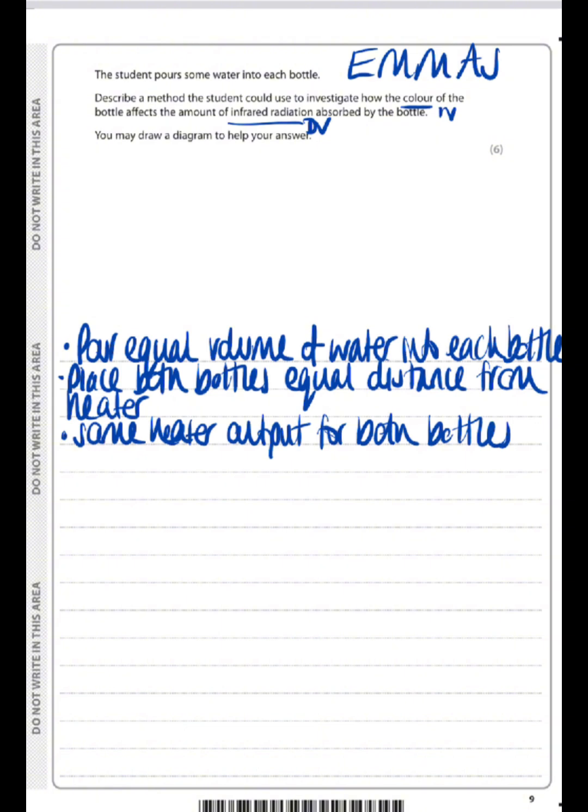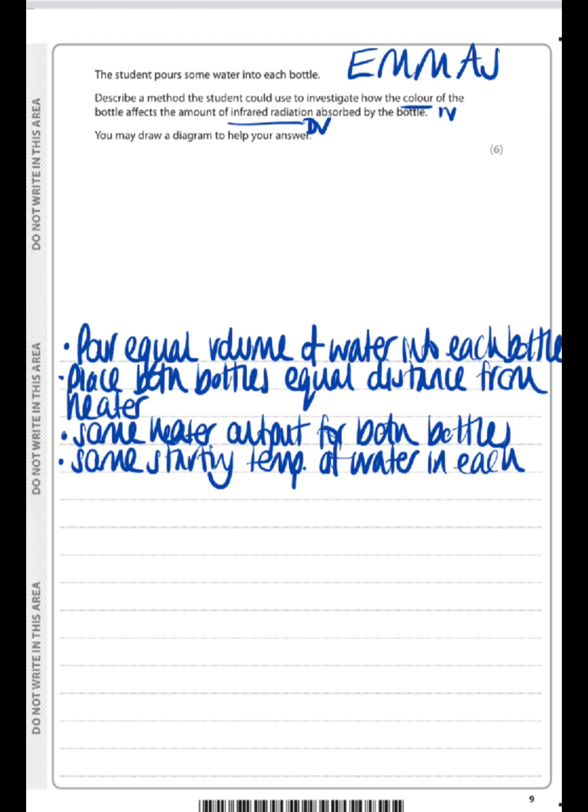Now, in order to identify how much radiation they've absorbed, we can see from our equipment that we are looking at a temperature rise here. So in order to do that, because the temperature of a substance in relation to its surroundings affects how quickly it will heat up and cool down, we have to make sure that the starting temperature of the water in both bottles is the same. So there are our measurements, the things that we need to make sure we are keeping the same as part of our method.